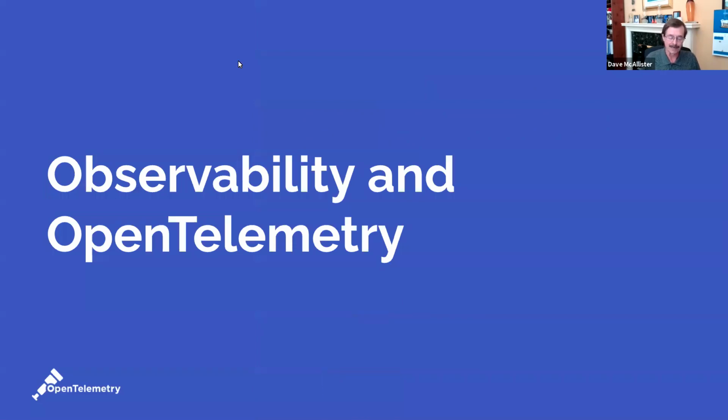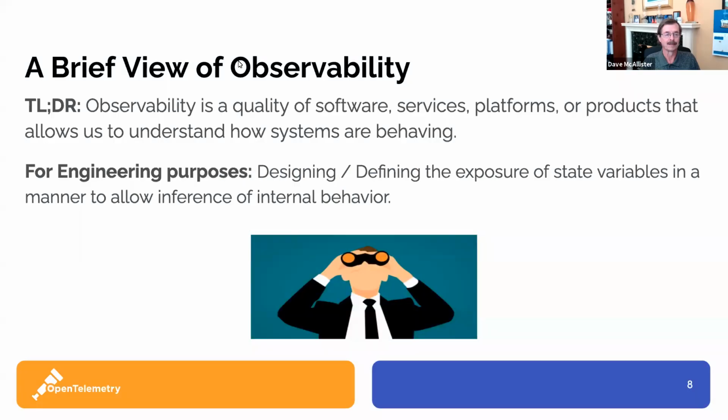So what I'm going to start by doing is setting up some of the things around how we view observability and why we feel OpenTelemetry is the right answer for today's observability concerns. Slide, please. So observability is obviously the hot buzzword these days, but it can have lots of meanings inside of here. It actually comes from control theory. And the control theory basically is defining or designing the exposure of state variables within a manner to allow the inference of what's happening inside of the activity.